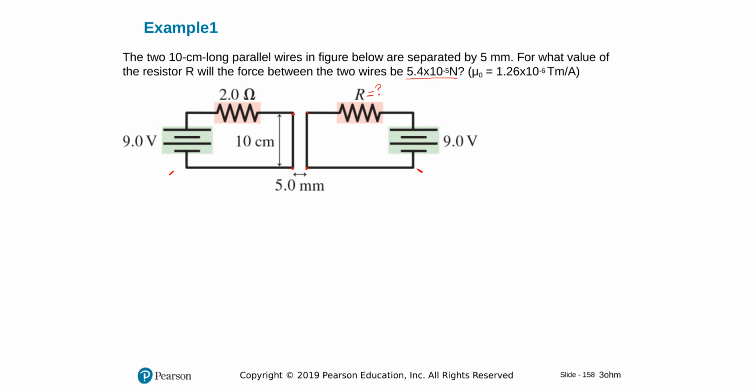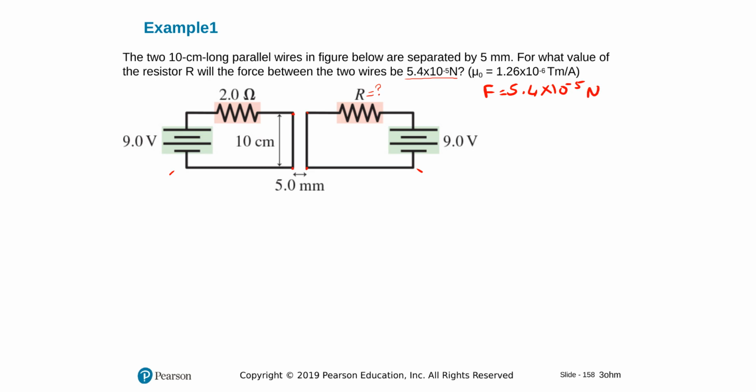This is a very beautiful question involving circuits, finding the currents using Ohm's law, and involving the magnetic field generated by a current carrying wire, and wires attracting or repelling each other because of that magnetic field. First, we know the force value. Let's put it down here: 5.4 times 10 to minus 5 Newton.